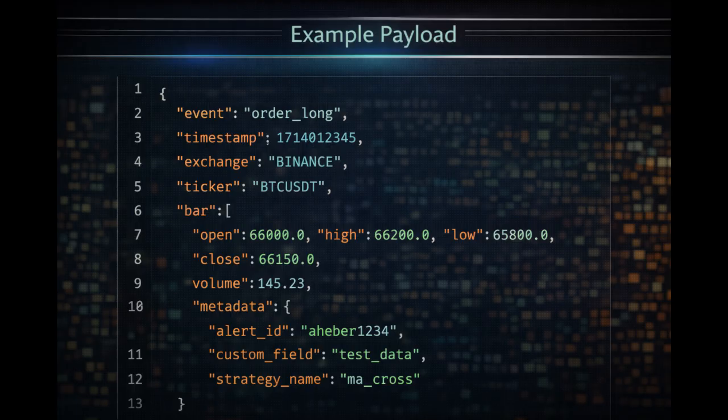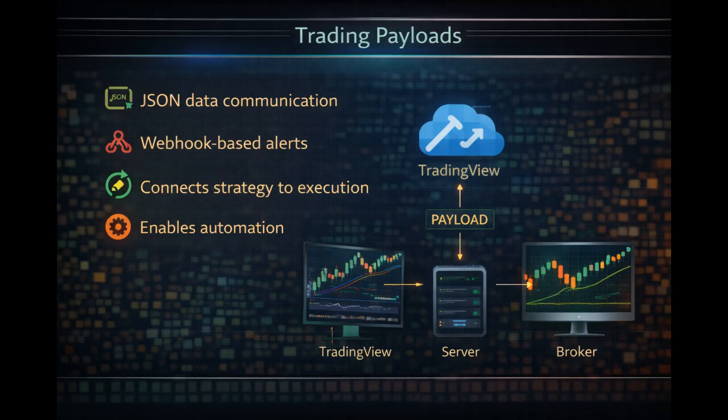Payloads are commonly formatted using JSON because JSON provides a simple structure for organizing data into key value pairs. This makes it easy for software applications to parse and interpret the information. A typical payload structure includes fields such as symbol, signal type, strategy name, time frame, price, stop loss, take profit. These parameters help the receiving trading system understand what action needs to be performed.